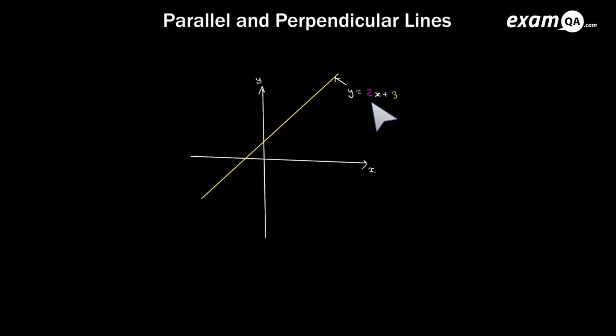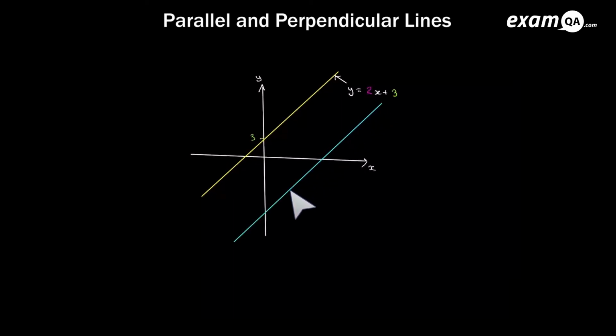So parallel lines always have the same gradient, because remember, gradient is to do with steepness, and they're of course going to have the same steepness. So here you can see our second line has the same gradient. Different y-intercept, but same gradient. So when we're talking about parallel lines, the only thing we're concerned with is that they've got the same gradient. The y-intercept could be any value.